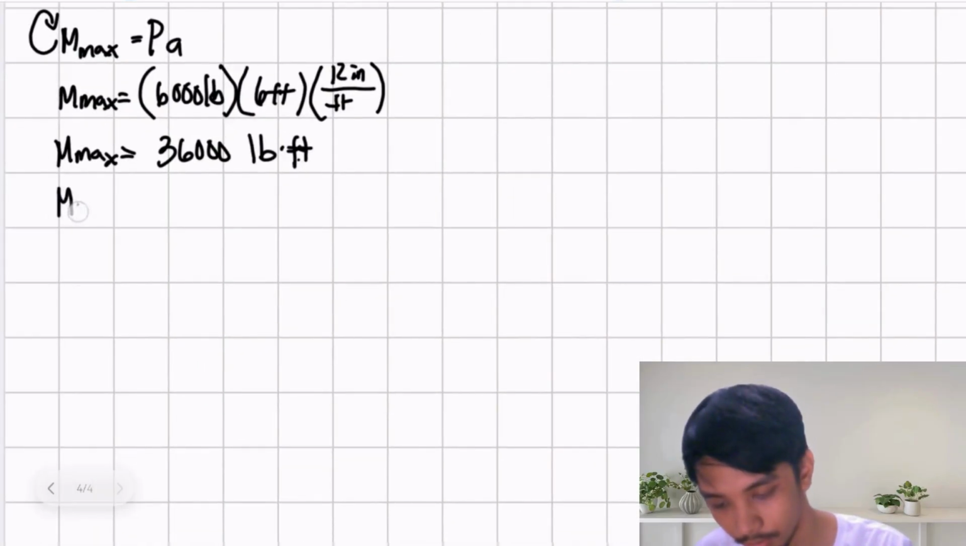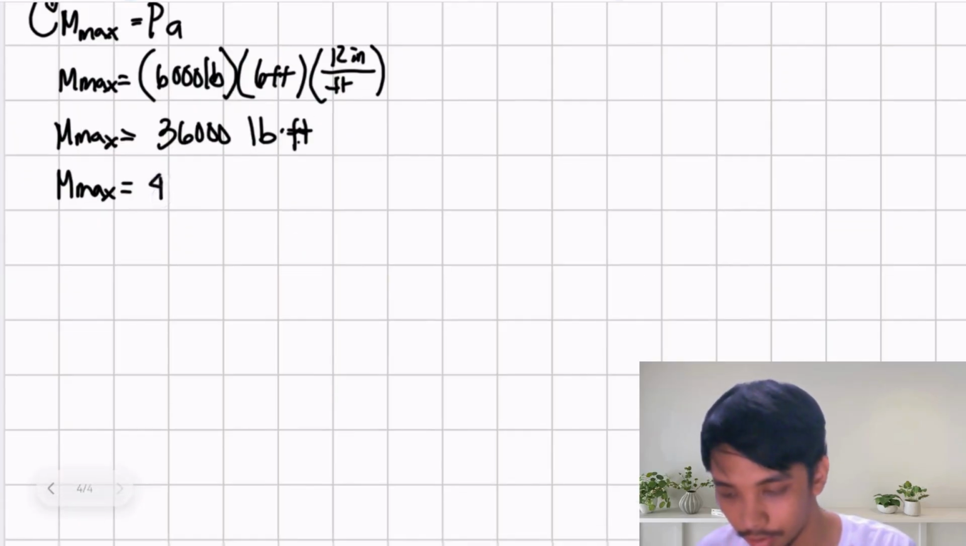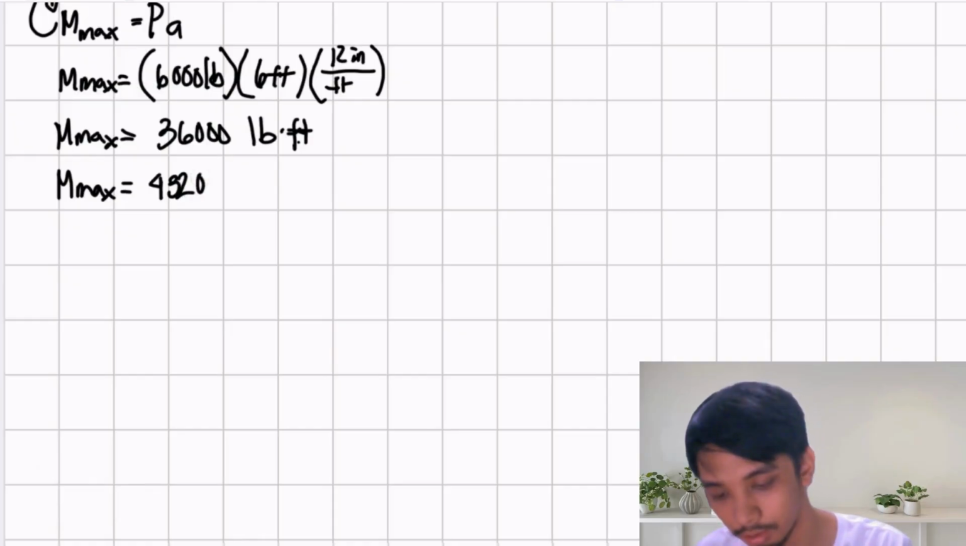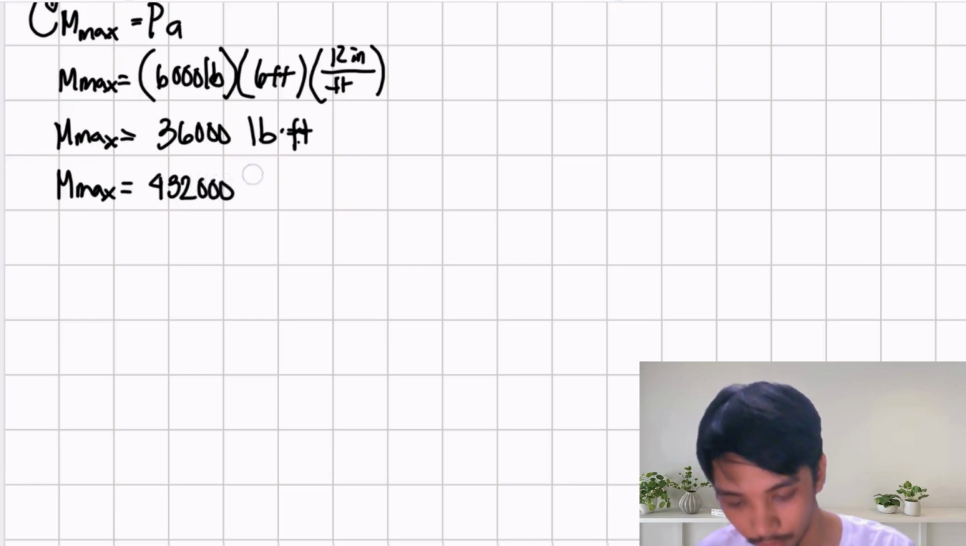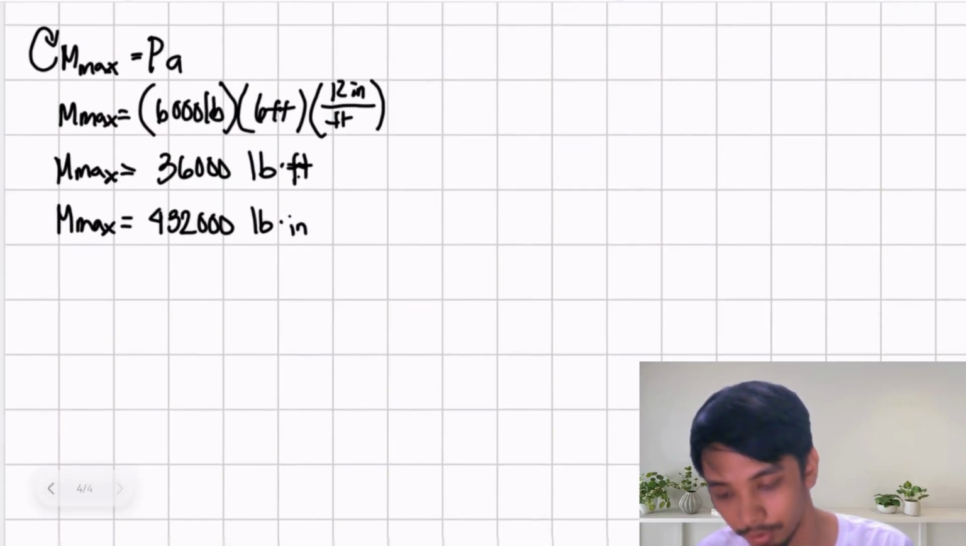or 432,000 pound-inches, whichever you prefer.